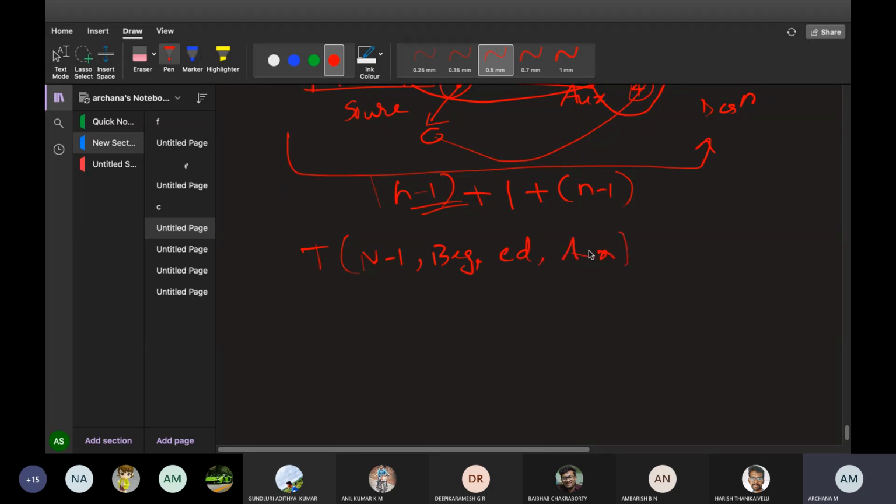What is this n minus 1? First, we need to move n minus 1 because many number of disks will be there. Many number of disks will be here. First, try to move all n minus 1 till here. You try to move everything, right? We keep on moving all this. Then finally, the large one has to go to the destination, right?